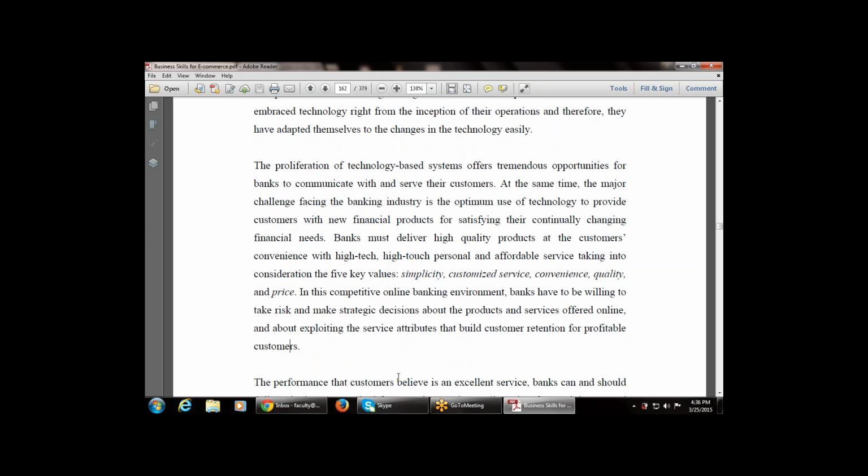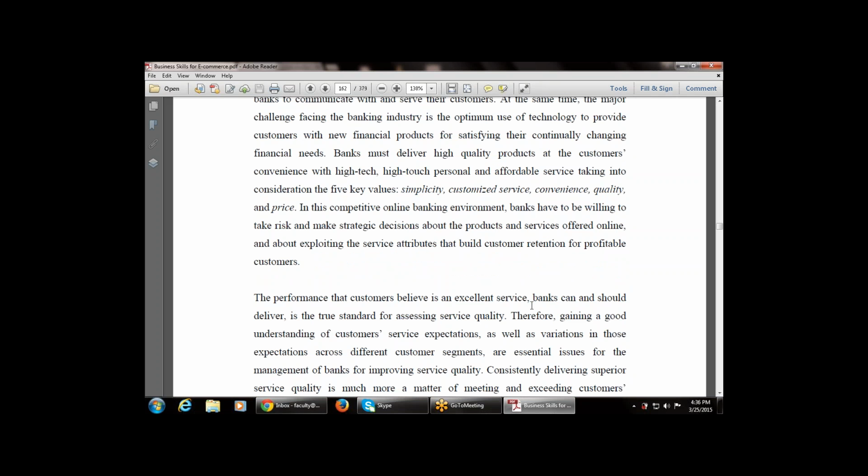The performance that customers believe is an excellent service, which banks can and should deliver, is the true standard for assessing service quality. That is, the performance the customer believes in, or needs, is the excellent service that meets every need of the customer.